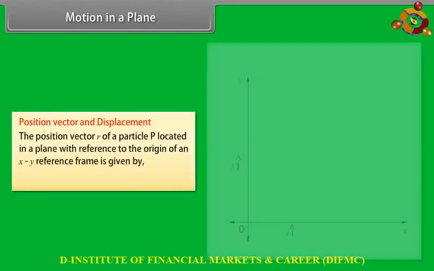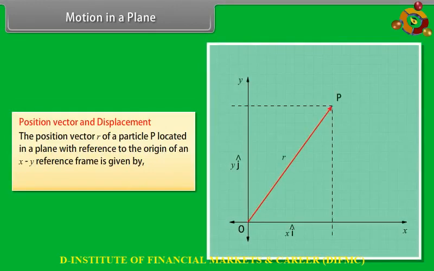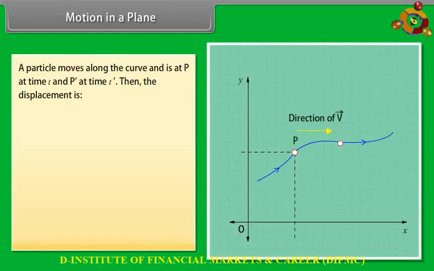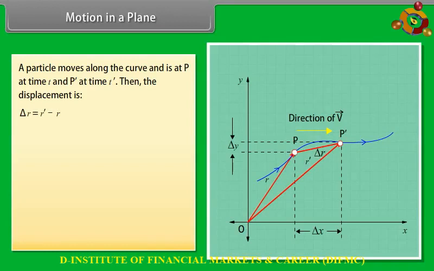Motion in a plane. Let's see motion in two dimensions using vectors, position vector and displacement. The position vector R of a particle P located in a plane with reference to the origin of an XY reference frame is given by R is equal to x i-cap plus y j-cap. A particle moves along the curve and is at P at time t and P dash at time t dash. Then the displacement is delta R is equal to R dash minus R. By putting values, we get delta R is equal to i-cap delta x plus j-cap delta y.